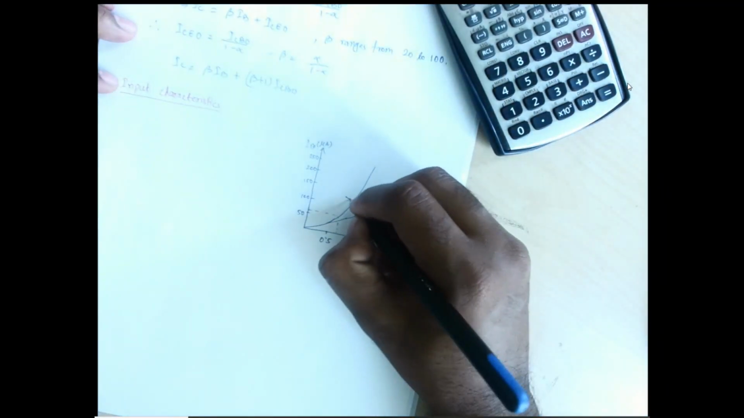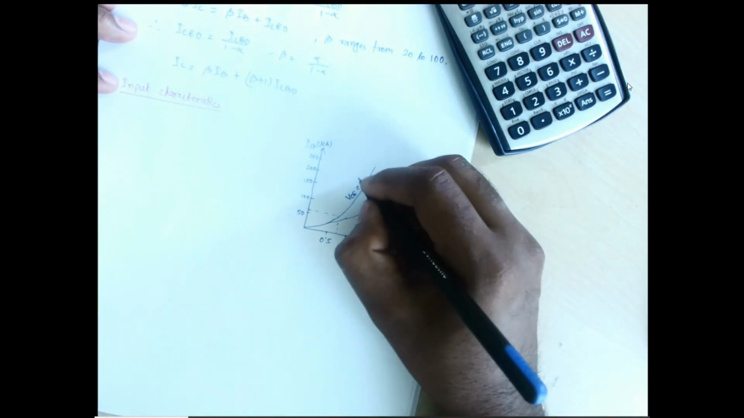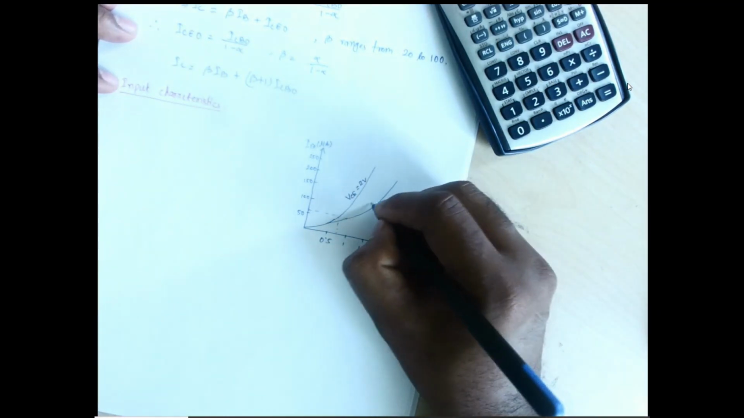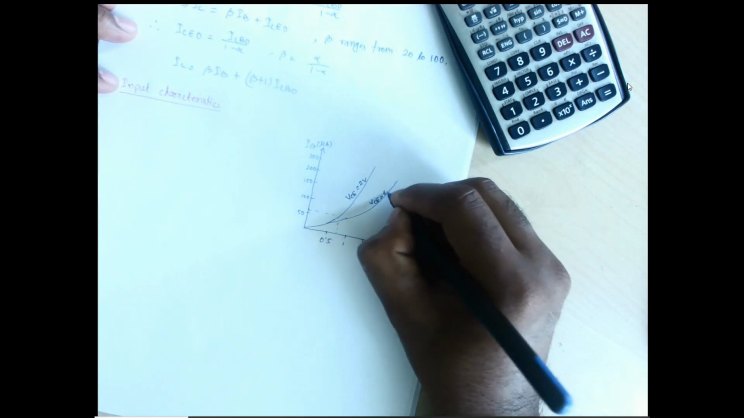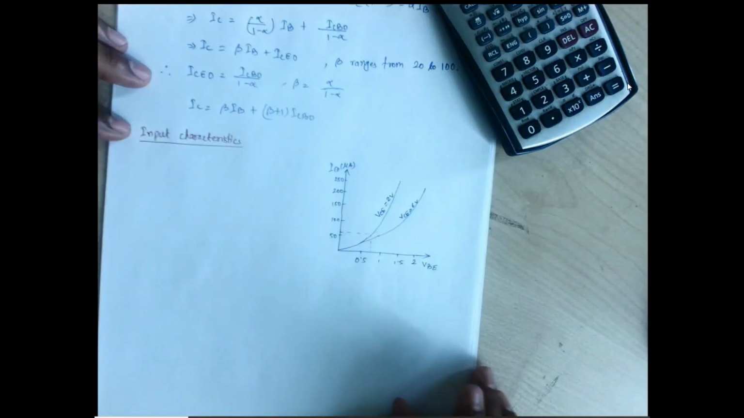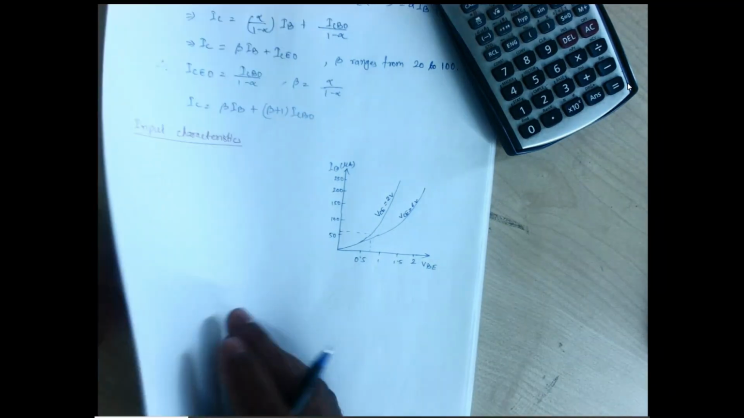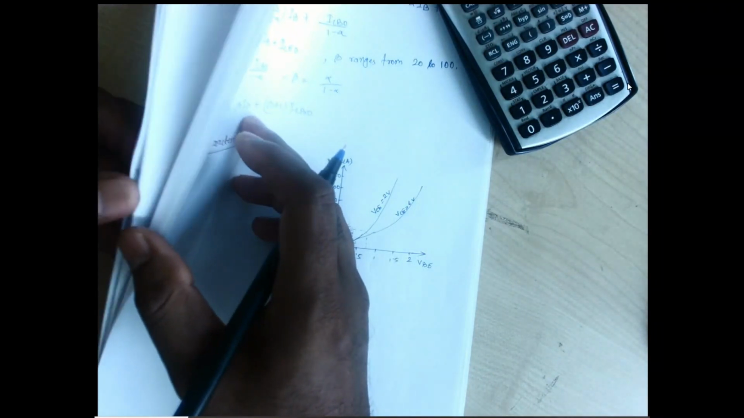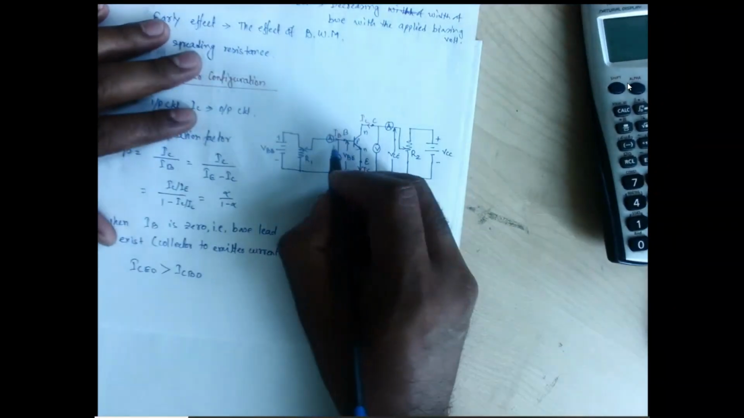This is for fixed VCE of 2 volt, that is for VCE of 6 volt. So this is the input characteristics. So our circuit was, in this circuit we are having the input current IB and this VBE.